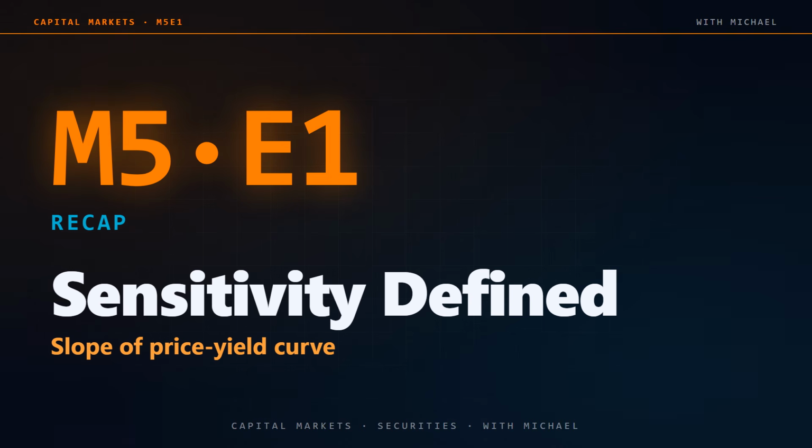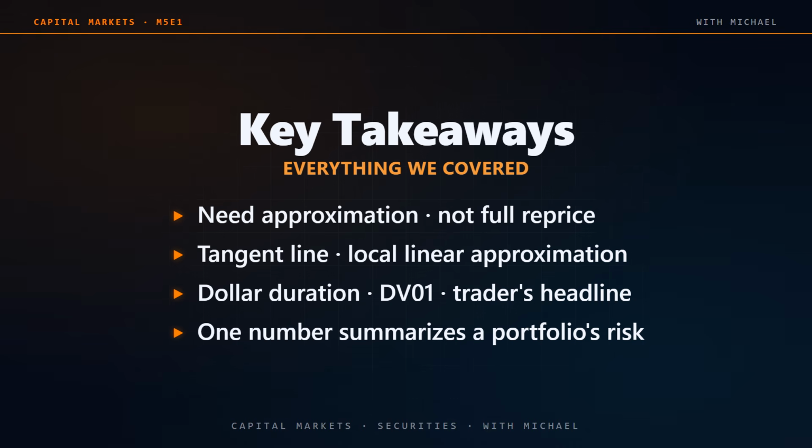Conclusion. Bond pricing tells you the price at a given yield. Bond risk tells you how much that price moves when the yield changes. We need a sensitivity measure, a slope, to convert yield surprises into expected price changes. The price-yield curve is downward sloping and convex. We can approximate it locally by its tangent line, whose slope is the bond's derivative with respect to yield. This is the foundation of duration.